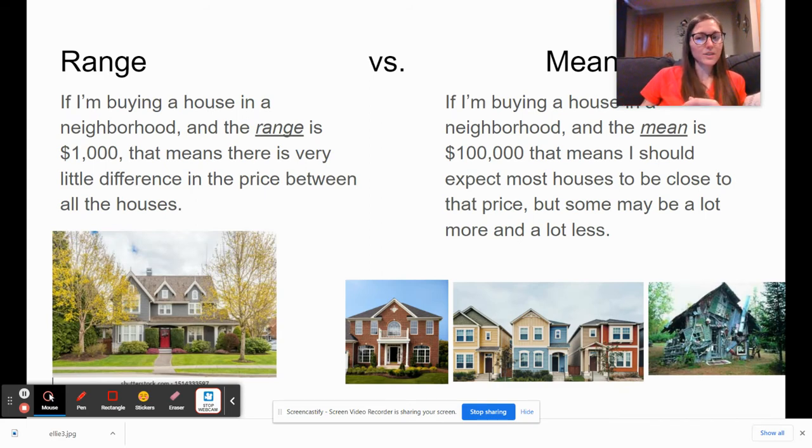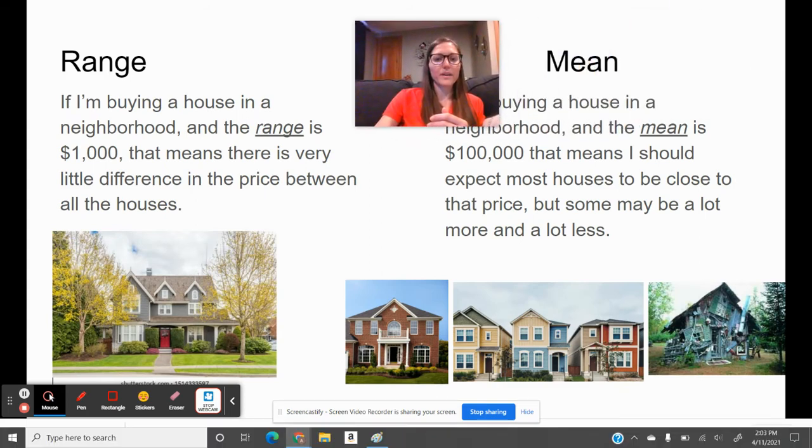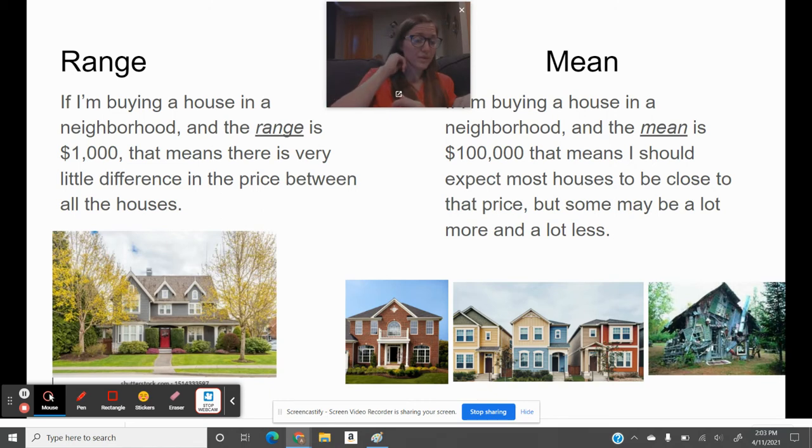All right, so we use average a lot in the real world. Here's where you might find range to be more useful. Let's say that I'm buying a house in a neighborhood and I have a certain budget. Like if I'm buying a house, I can only spend so much. If the range of the houses for sale in that neighborhood is $1,000, that's a relatively small range when we're talking about the price of a house. So that means that there's very little difference in the price between all of the houses. So if I'm looking in that specific neighborhood and that range is small, I know that the price of one house is going to be pretty similar to the price of all the houses.